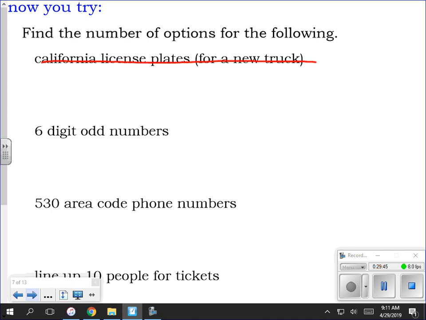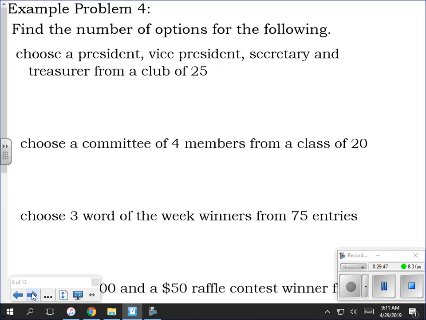Okay, these are on you. Let's go to here. These are the ones that you've got to wrap your head around. Choose a vice president, secretary, and treasurer for a club of 25. These ones are all combinations or permutations, essentially. That's what the idea between these are. And what you have to do is decide, does order matter or not?